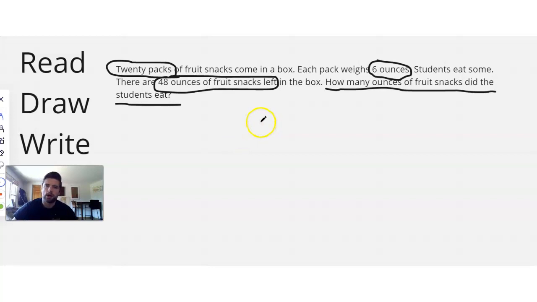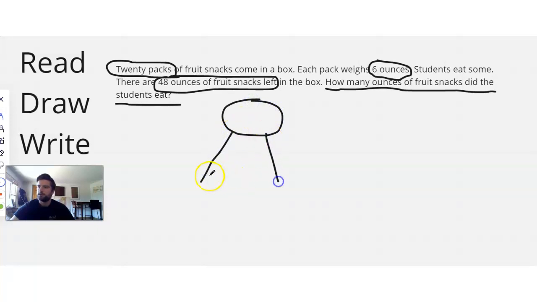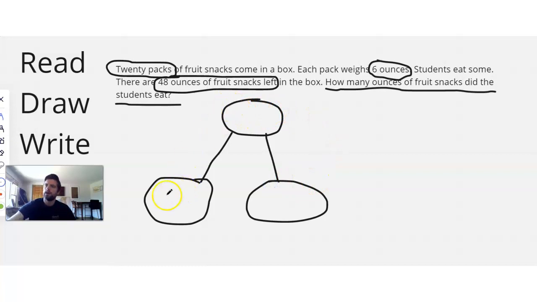So the first picture I'm going to draw is a number bond. Now, as you guys know, in a number bond, the number at the top breaks down into smaller numbers at the bottom. So the 2 numbers at the bottom have to equal the same thing as the number at the top. So one of our bottom numbers is going to be 48 because there are 48 ounces left in the box.